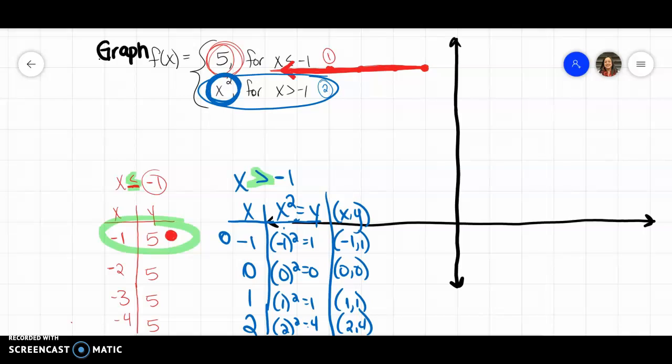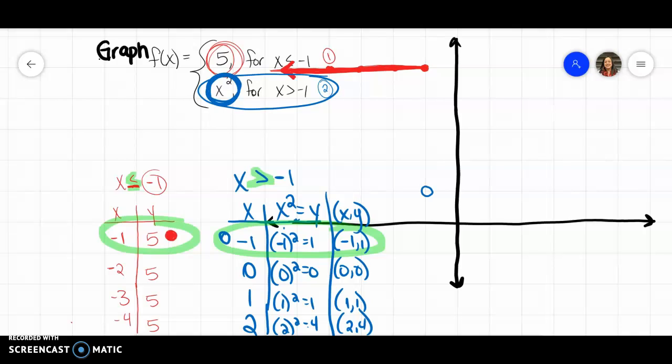I have -1, 1, and that is going to be an open circle. That is the only open circle that I have. Remember, I put that open circle there to remind me that that point isn't actually included on this part of the graph, but it's kind of like a placeholder there. That's where I want to start drawing my graph, but that -1 isn't actually included.